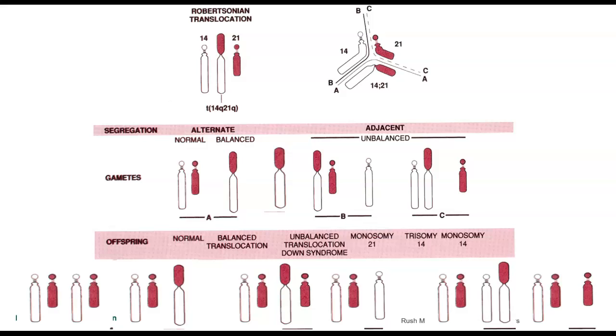When this is fertilized with the other parent's normal chromosomes, in this case we have 2 14s and 3 21s, Down syndrome; 2 14s and 1 21, lethal; 3 14s and 2 21s, lethal; or 1 14 and 2 21s, lethal. So of these possibilities, this is the only one that's compatible with life.